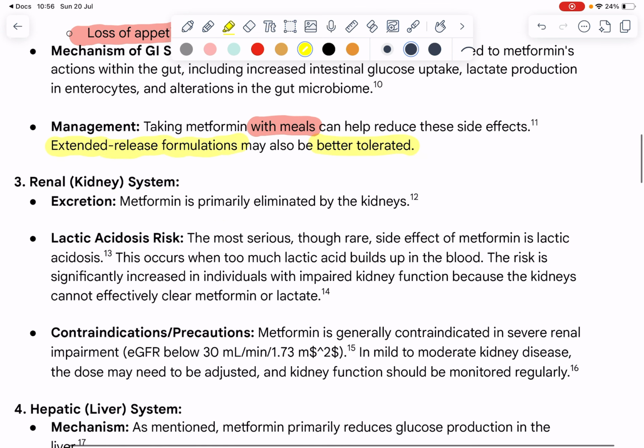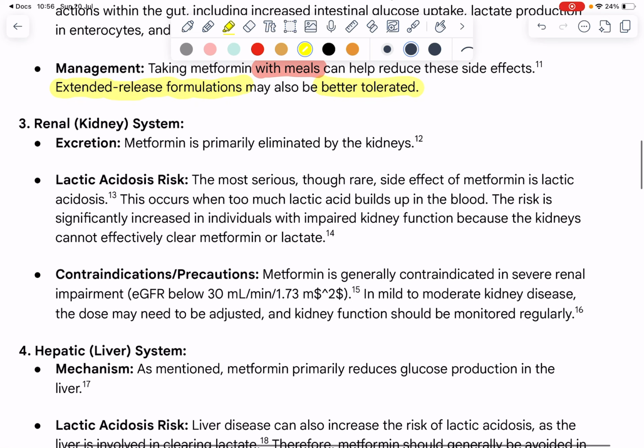Next, moving on to the effect of metformin on the renal system. As you know, metformin is primarily eliminated by the kidney. So the kidney has to function very well in a patient who has been prescribed metformin. For instance, if there is impairment of the kidney, you need to be very careful before administering metformin. Why?